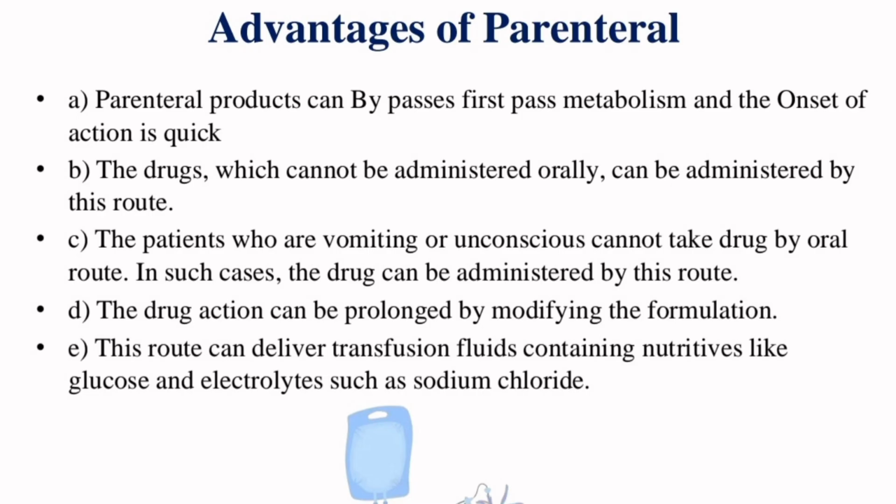Here are some advantages of the parenteral products. Parenteral products can bypass the first pass metabolism and the onset of action is quick. By bypassing the first pass metabolism, the onset of action is obviously quick. So in case of emergency, these parenteral products can be used. Then drugs which cannot be administered orally can be administered by the parenteral route. Patients who are vomiting or unconscious and cannot take the drug by the oral route, in those cases also we can use this route.